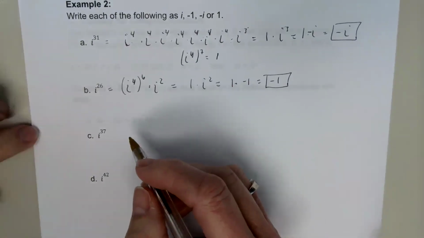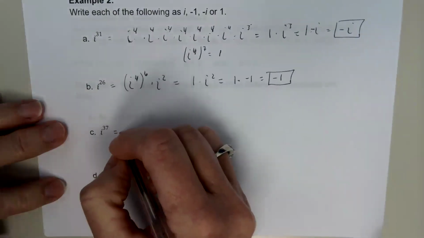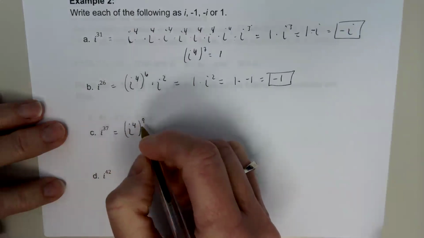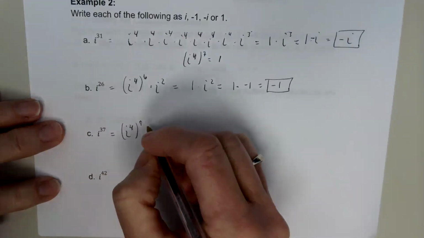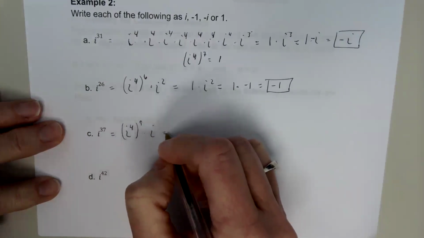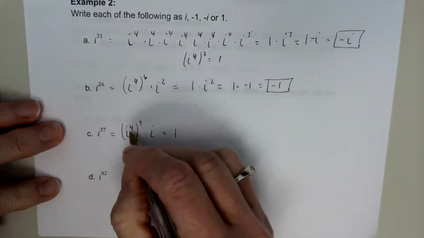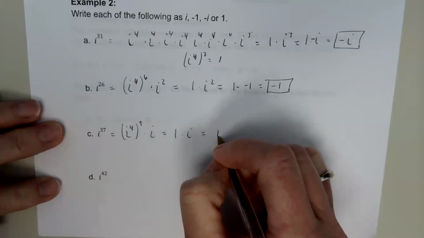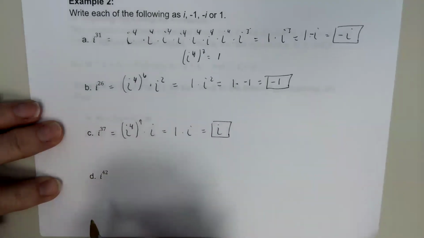Letter C says i to the 37. So i to the 37 is i to the fourth to the ninth is 36 times an extra i. So i to the fourth to the ninth is 1 and just i. So that leaves just i.